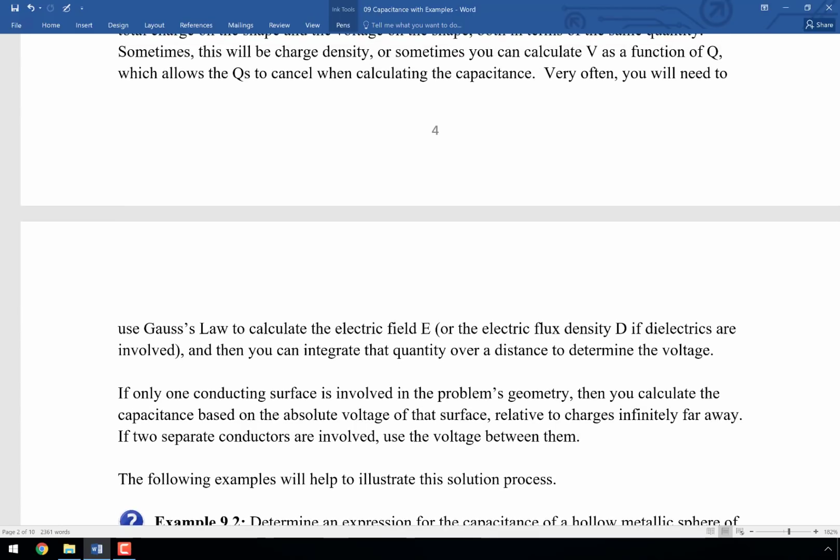So we're going to consider a couple of examples here. In both of these examples, we're going to use Gauss's law to calculate the electric field E, or D if there are dielectrics, then integrate that quantity over a distance to determine the voltage. So we're going to calculate E, and that E is going to either come from Q or from rho. One of those two is going to allow us to calculate E. From E, we're going to calculate V, and then from V, we're going to calculate C. That's kind of our workflow for each of these problems.